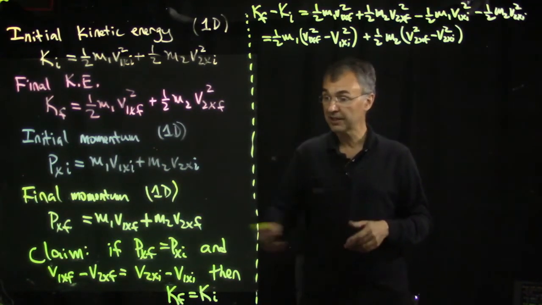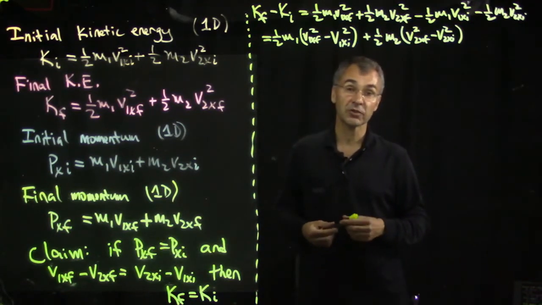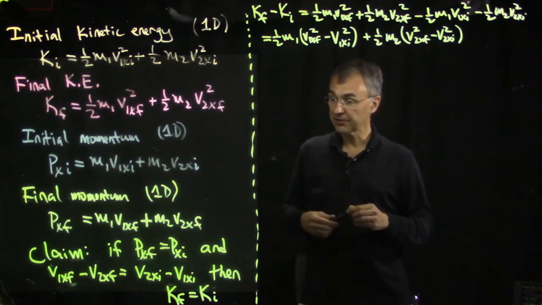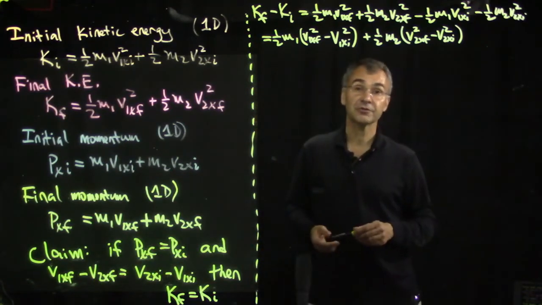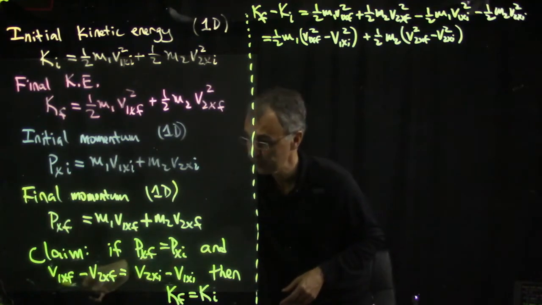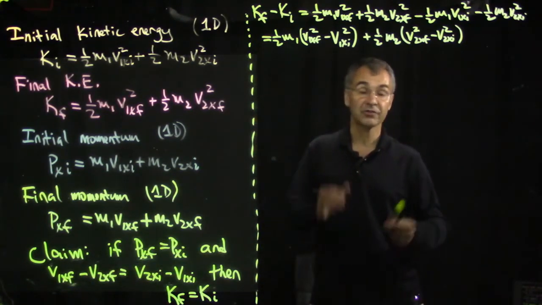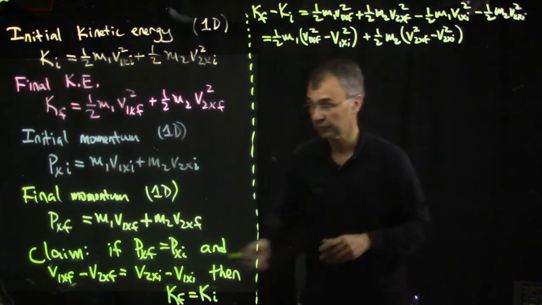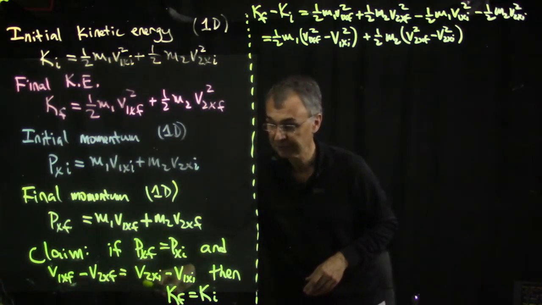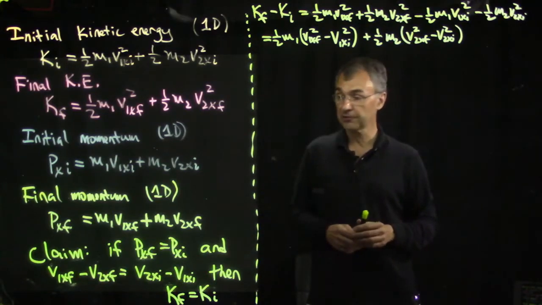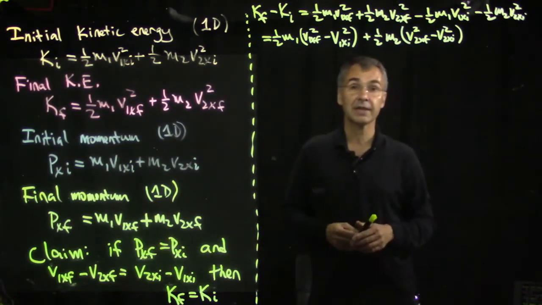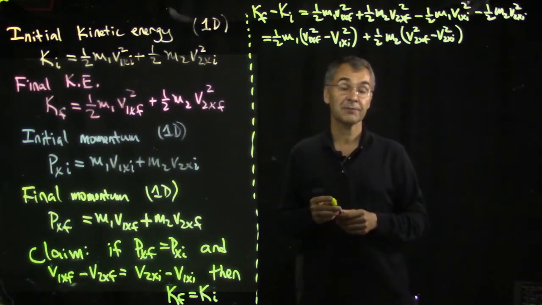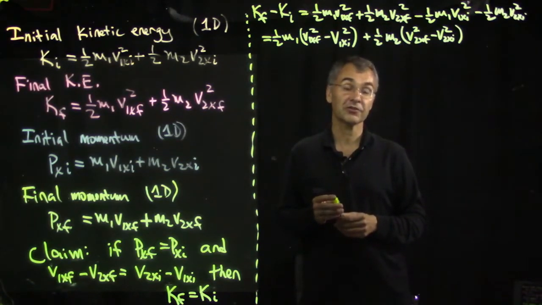Now, the big claim: the final momentum equals the initial momentum, which is true for an isolated system, and the relative velocity in the final state is just the negative of the relative velocity in the initial state. So v1x final minus v2x final is the negative of v1x initial minus v2x initial, which is the same as swapping the two terms: v1x final minus v2x final equals v2x initial minus v1x initial. If we put these two statements together, I claim that the final kinetic energy equals the initial kinetic energy. So the total kinetic energy is the same after the collision as before.